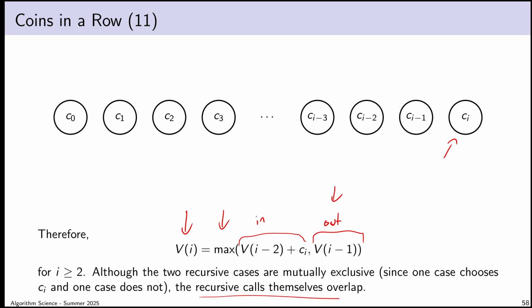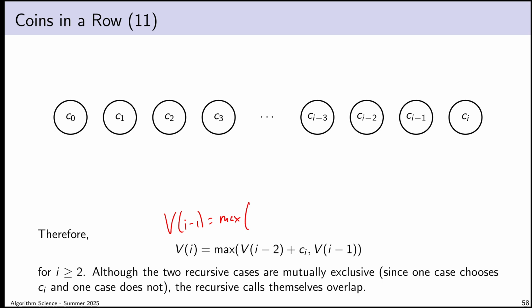But the recursive calls themselves might overlap. And the reason for that is maybe sort of obvious. The recursive calls for vi are to v of I minus 2 and to v of I minus 1. But let's look at the recursive case for v of I minus 1. That's going to equal max of v of I minus 3 plus c of I minus 1, or v of I minus 2. So I've just taken the recursive case and rewritten it for I minus 1.